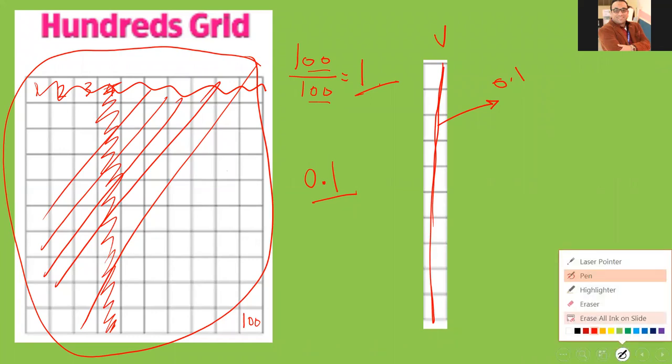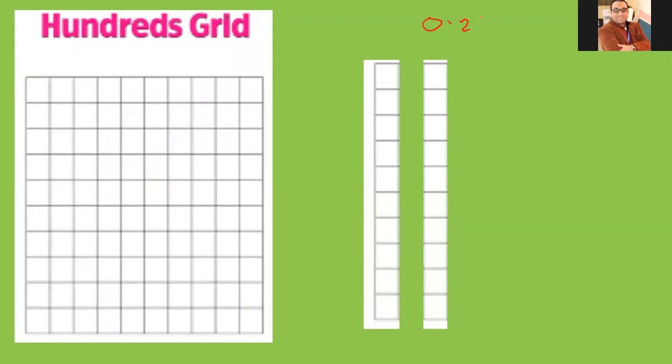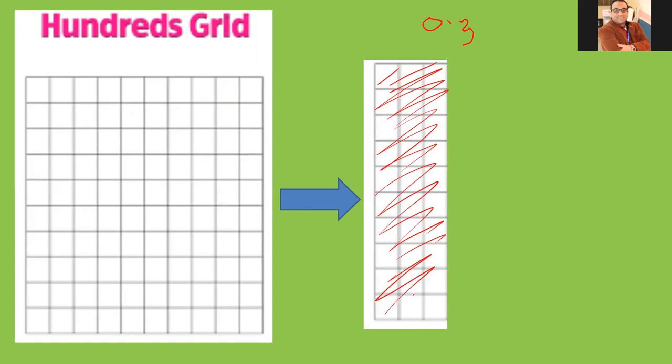Walid, if I want to represent 0.2, what can I do? I will shade 2 columns. Shade means color, 2 columns. If I want to represent 0.3, I will shade 3 columns. Okay, shade the 3 columns like that. Color them with your pencil, with your color pencil or anything.